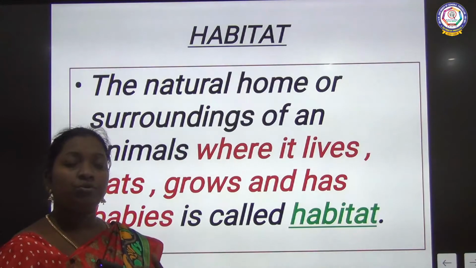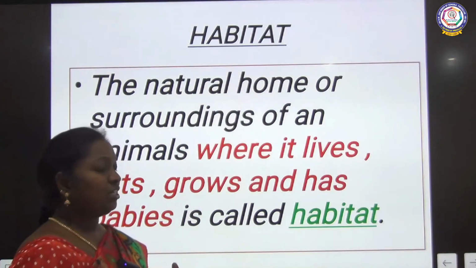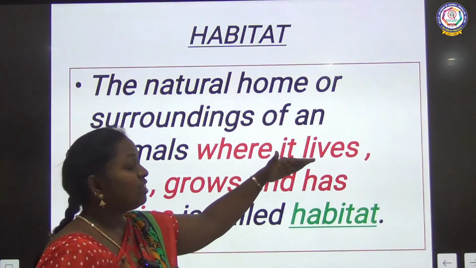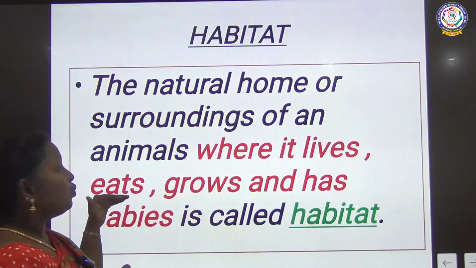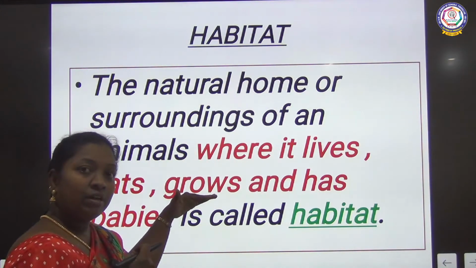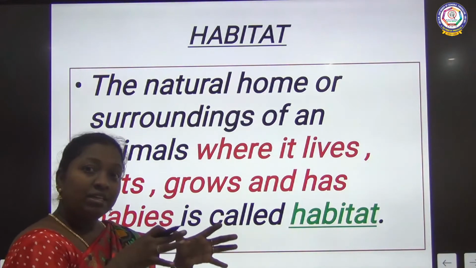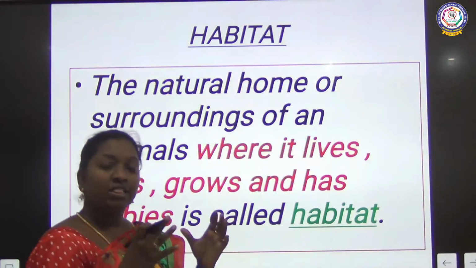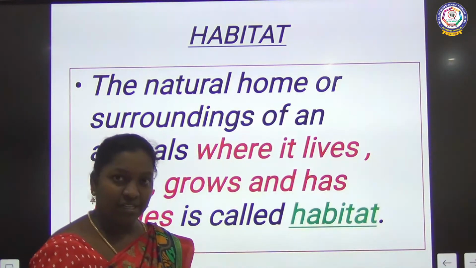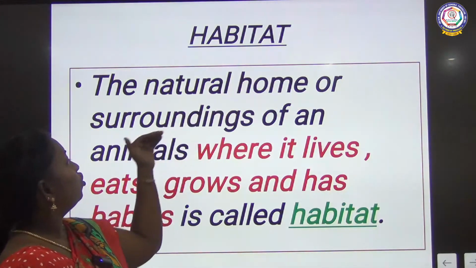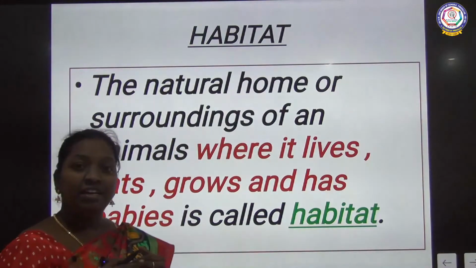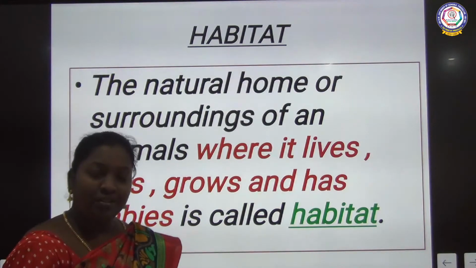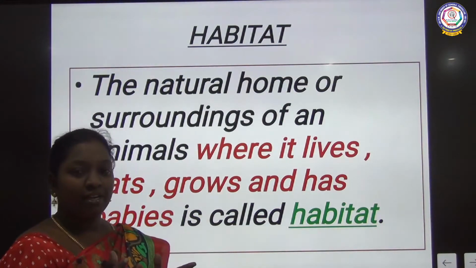How will it choose? It will choose a place comfortable for its body condition, on land, in water or even on trees. It will choose whether the place is comfortable to live, to eat its food and to grow, with protection for its babies. Is the place safe for it? Likewise it will think and choose a place to live. That living place of an animal is called habitat. Habitat means the natural home or surrounding of an animal, where it will live, grow, eat and protect its babies. Understood, children?